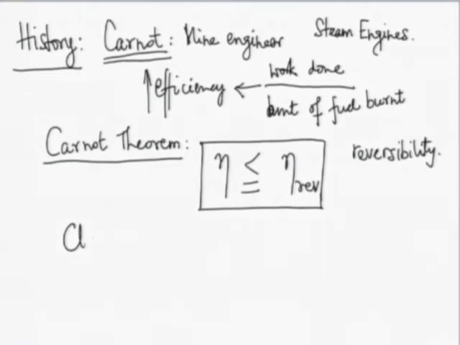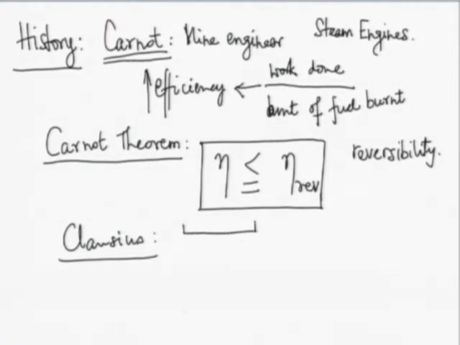for the efficiency of an engine and reversibility, many things have to be defined. So after Carnot, there were many people who looked at the second law and proposed formal statements of the second law. One was Clausius. The Clausius statement of the second law goes something like this.